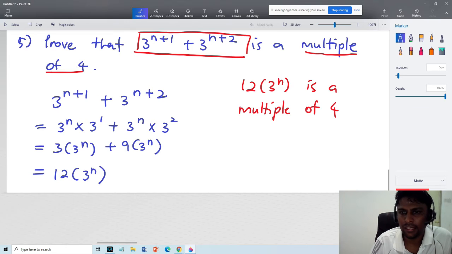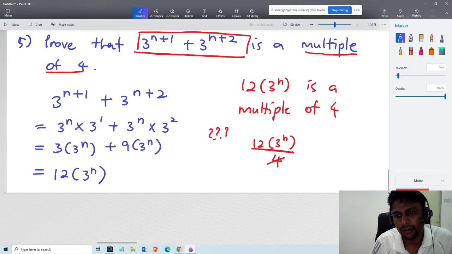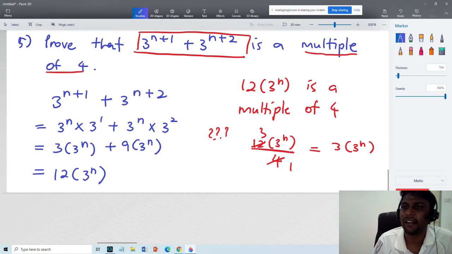Okay, why? Because 12 to the power of n can be divided by 4. So when you divide, you get 3 here. So you get a whole number, you can completely divide. So it should be a multiple of 4. So it's acceptable. Yes, it is a multiple of 4.